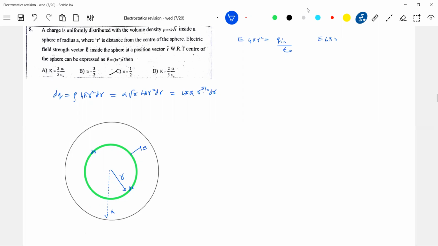So this E into 4 pi r square. What is Q in? Q in is the total charge. How to calculate the total charge in a sphere of this? I'll integrate 4 pi alpha r to the power of 5 by 2 dr, from 0 to this one.